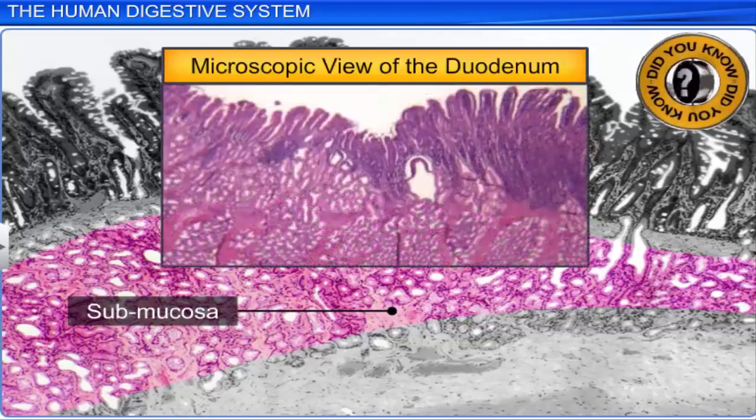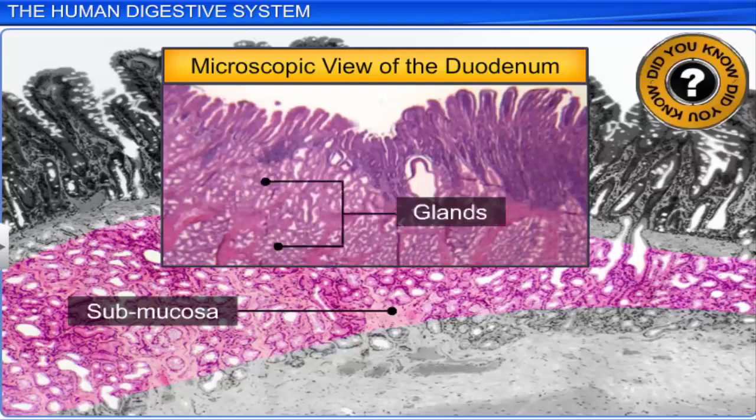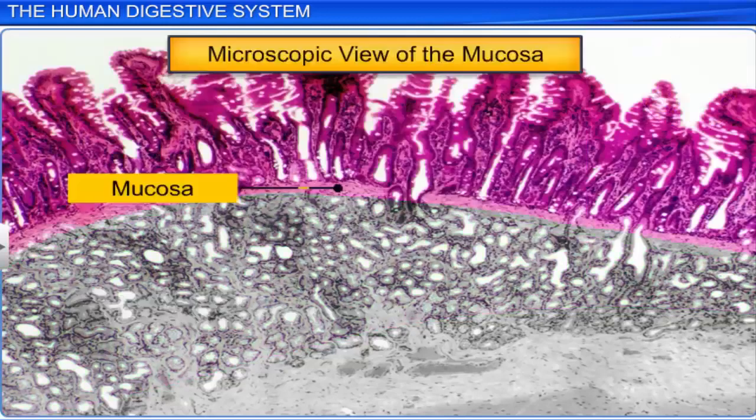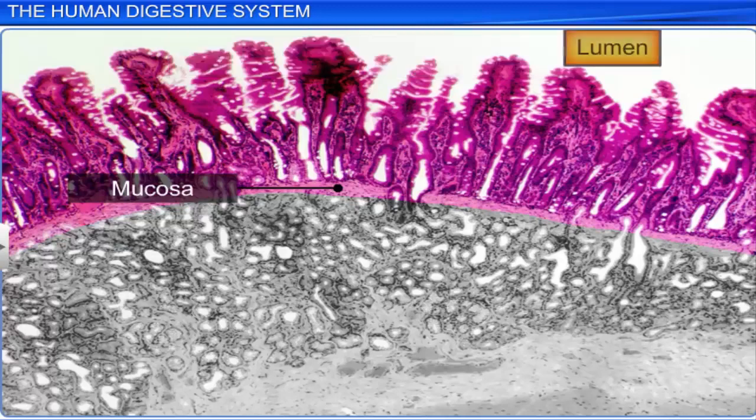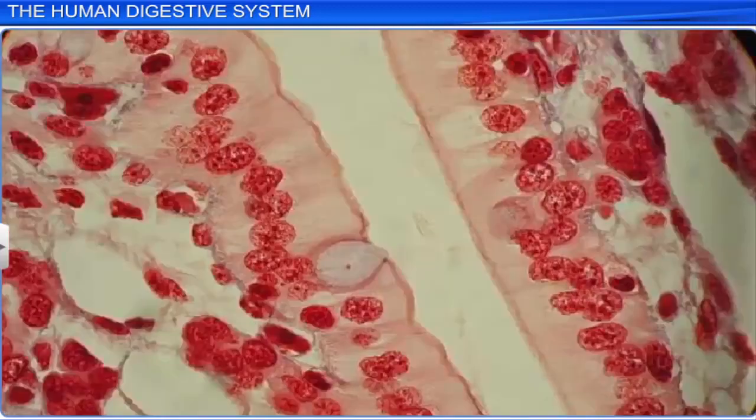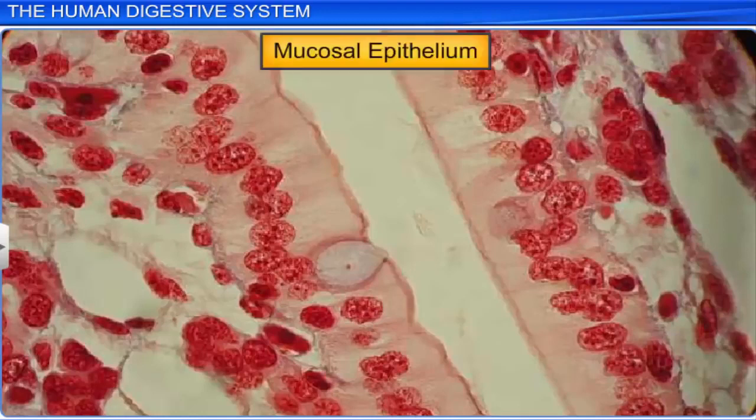Did you know that in the duodenum, glands are also present in the submucosa? Finally, the mucosa, the innermost layer of the alimentary canal, lines the lumen of the alimentary canal. It is an important layer as the mucosal epithelium has goblet cells which help in lubrication by secreting mucus.